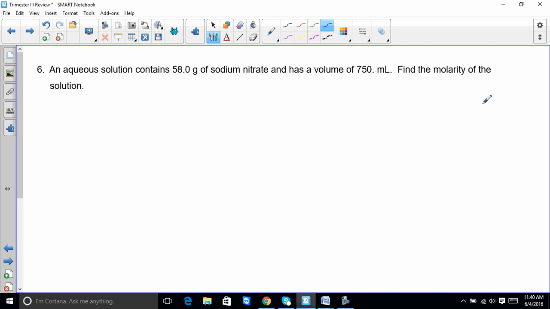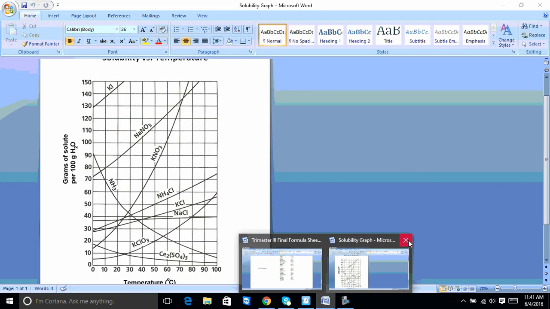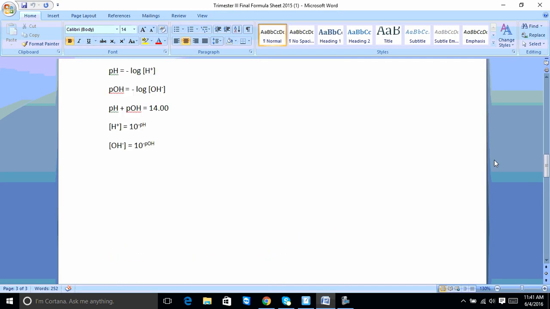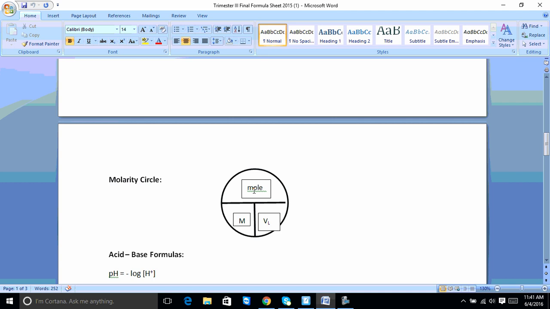Next one, totally different. Find the molarity. All right, so I'm going to take you over here. I think we're done with this graph. I think all of the graph problems are done. Yes, they are. So I am going to close this, and then I'm going to go back here, and here is the molarity circle. It says that molarity is moles per liter. And the only thing I'm going to tell you is that if they don't give you moles, they give you mass. Put it where the moles go, because mass is related to moles by molar mass.